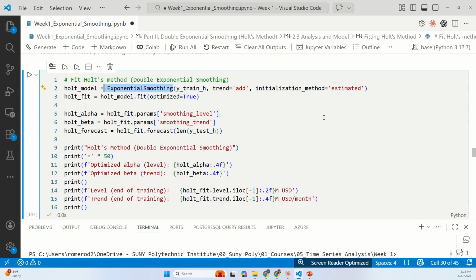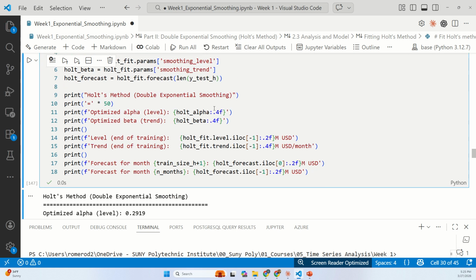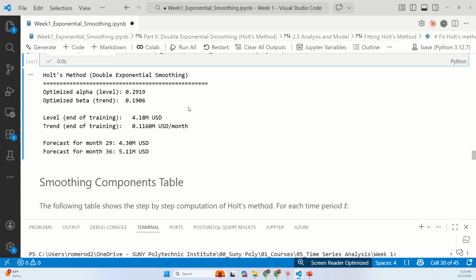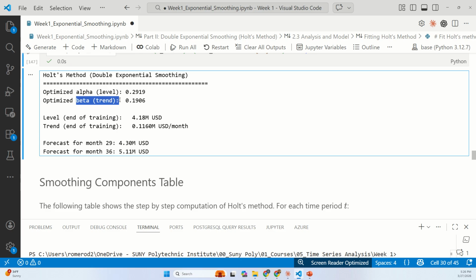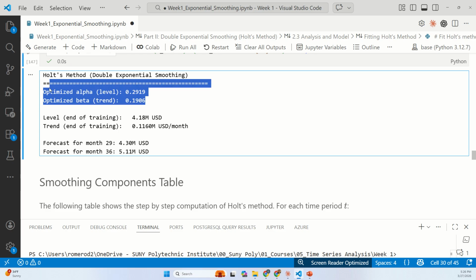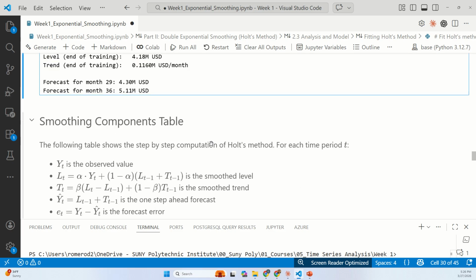So on top of the level and the trend, you can also have seasonalities, which is not the case of this particular problem. So we train our whole method, our double exponential smoothing, and we get alpha and beta: 0.29 and 0.18. Again, these values were optimized to minimize the error.